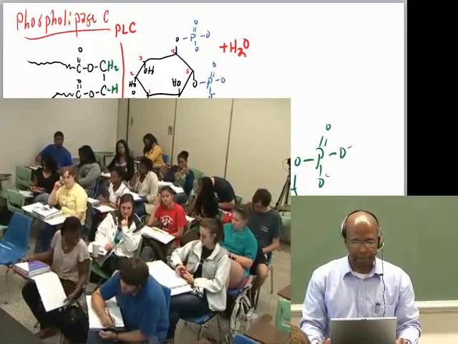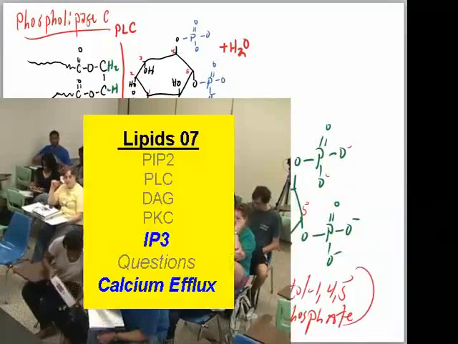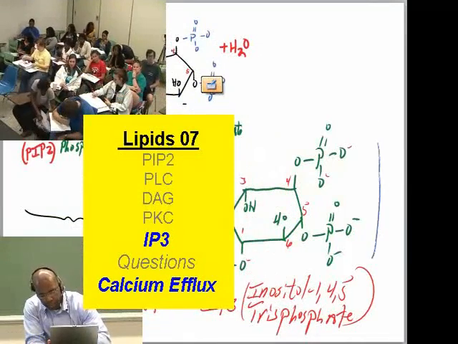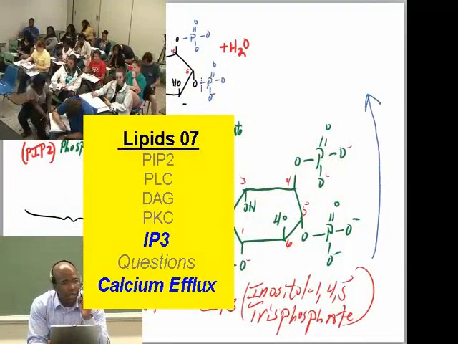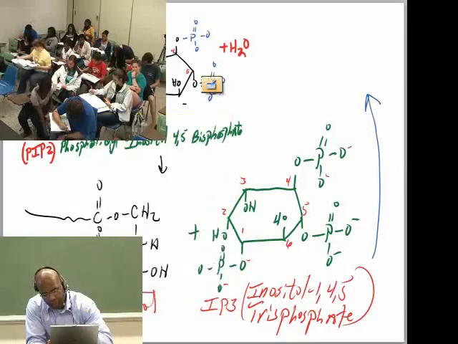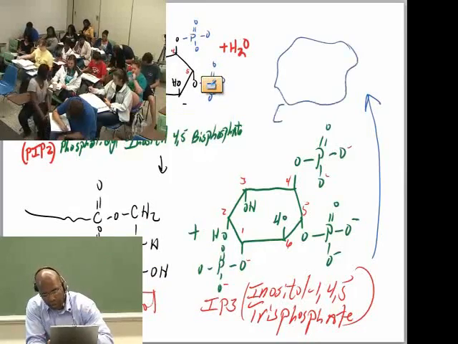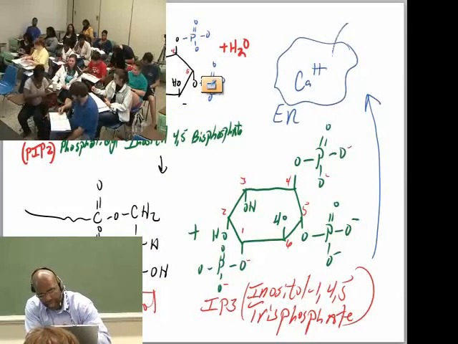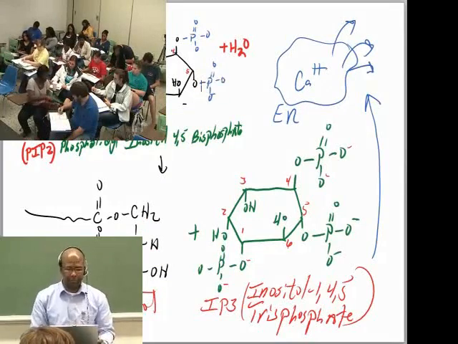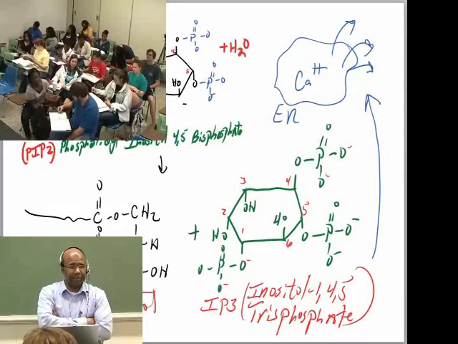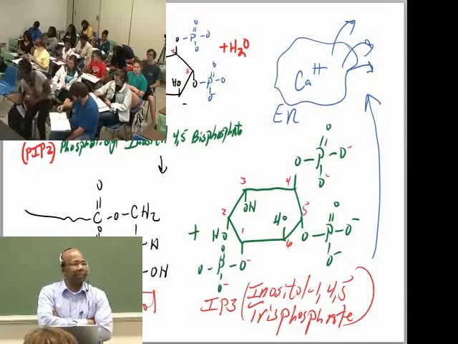Okay. Now, inositol trisphosphate, IP3. In signal transduction, what does it do? Exactly. In your ER you're going to have calcium, and it's going to release that calcium from the ER. Make sense? Okay.